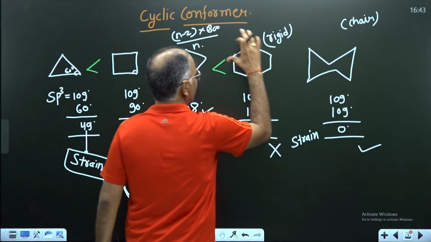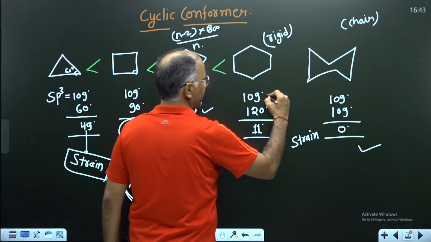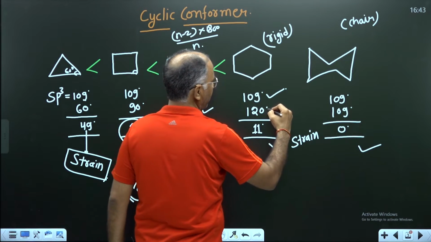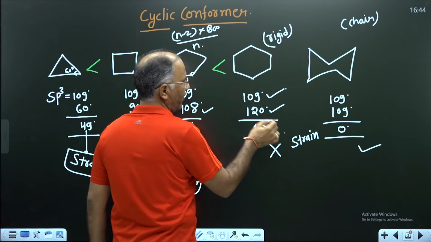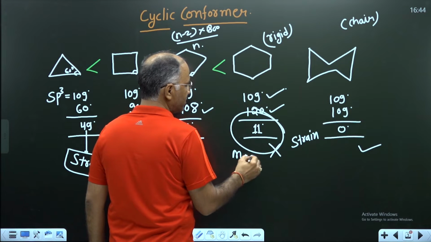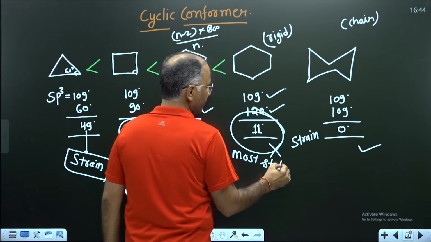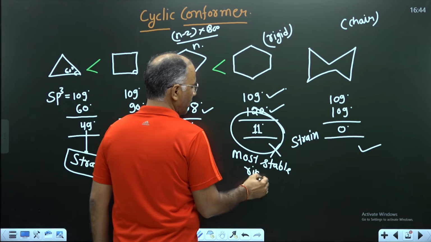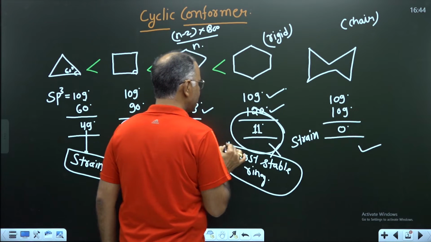Now, if I apply the same formula in cyclohexane, the hybridization angle must be 109, but the angle is 120. We got a strain of 11 degrees, but it is the most stable ring. Now tell me why it is the most stable ring.